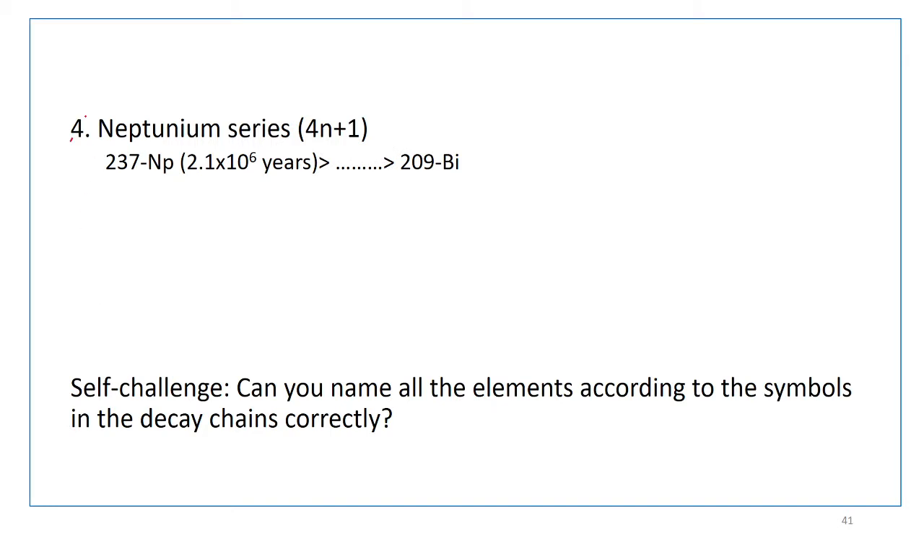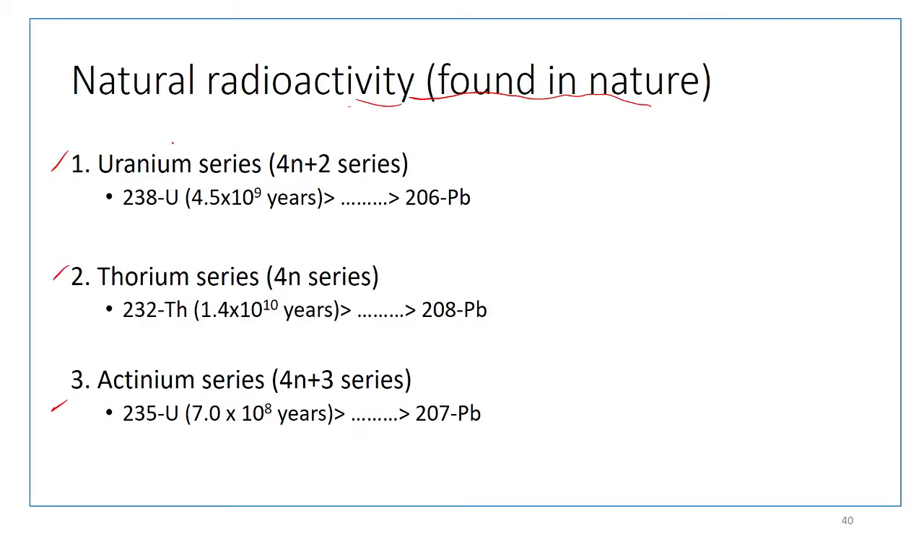First, there are four long series of decay chains. The first one is the uranium series. It starts with uranium 238. The half-life of uranium 238 is 4.5 times 10 to the power of 9 years. After a long decay chain, the series finally stops at stable lead 206.